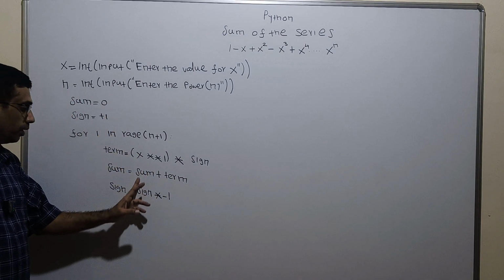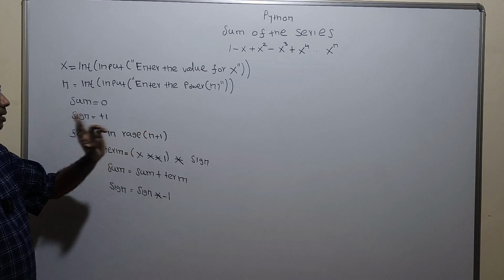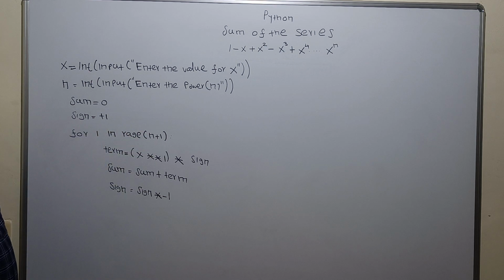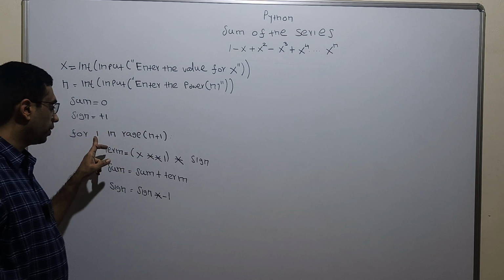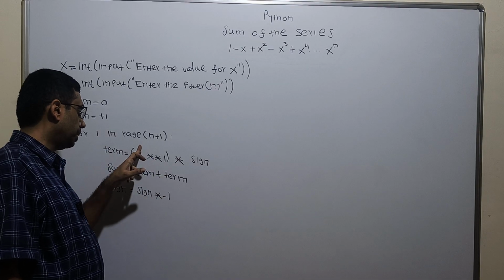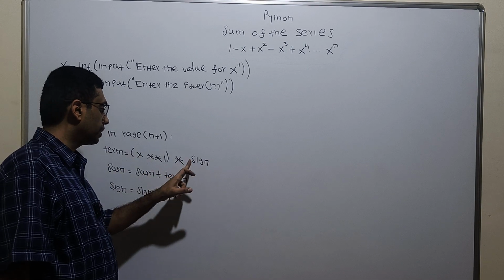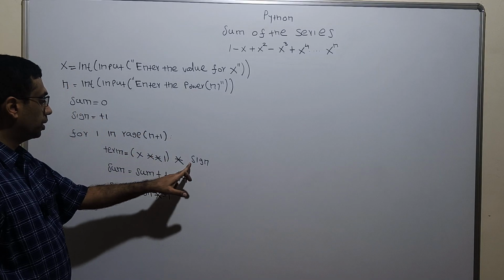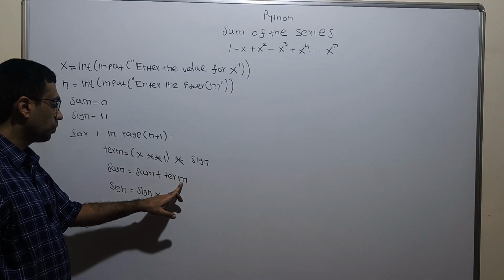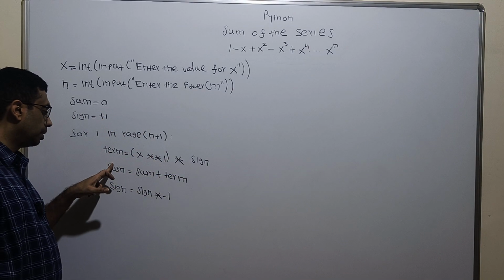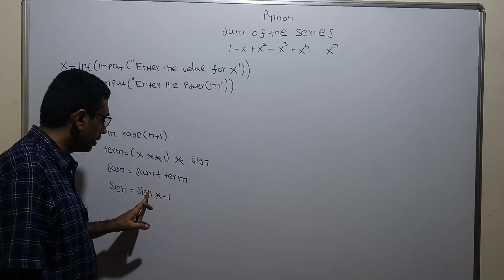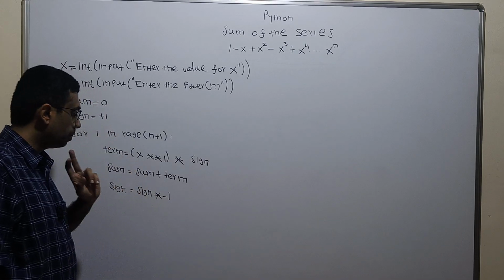So this loop will go continuously from 0 to n times. The loop body will get executed. I will take the value initially from 0 and x will get raised to the power of i, multiplied with sign. So initially the sign value is plus 1, that value is added with the existing value of sum and stored in the variable sum. After that, sign is multiplied with minus 1. So plus 1 becomes minus 1.